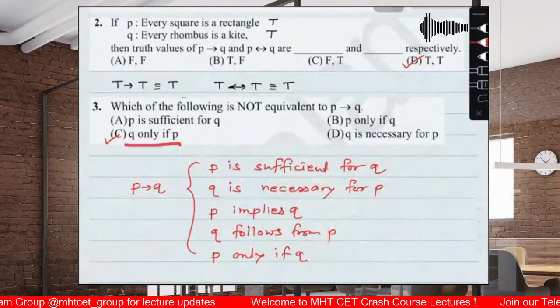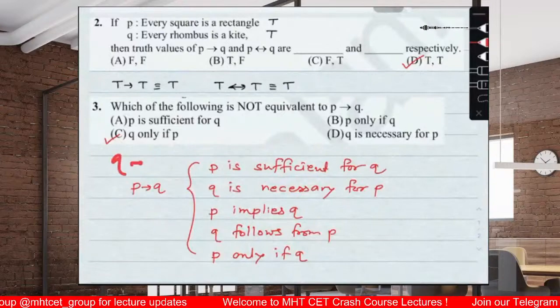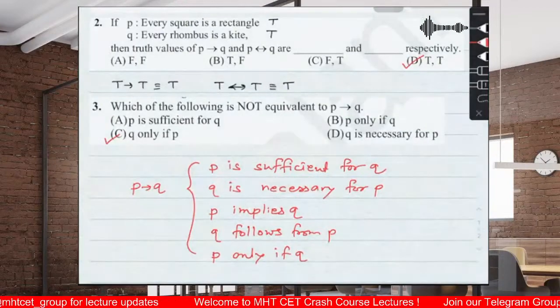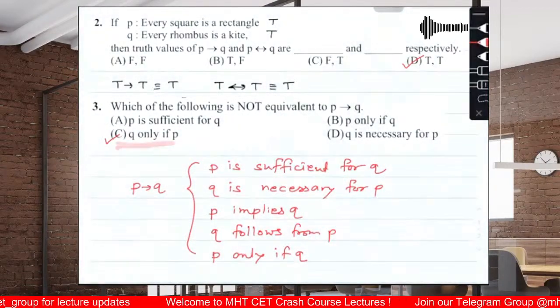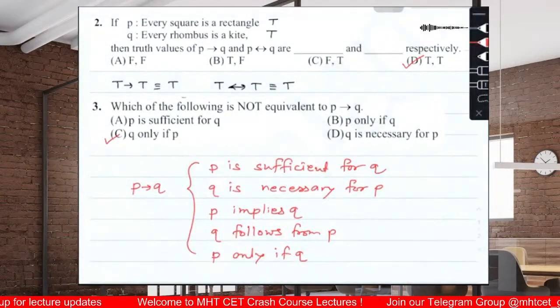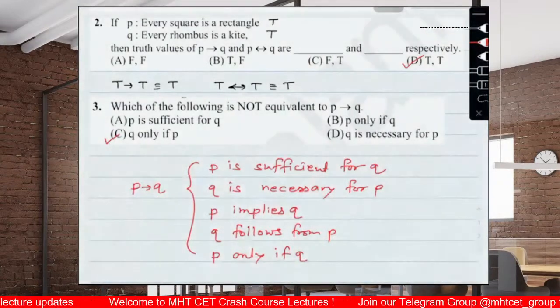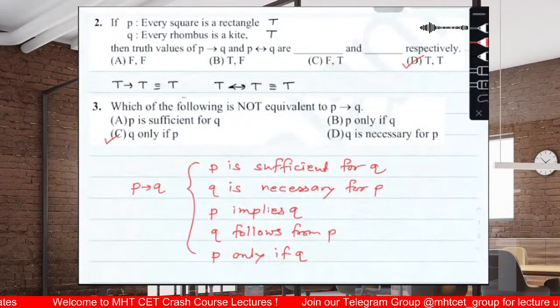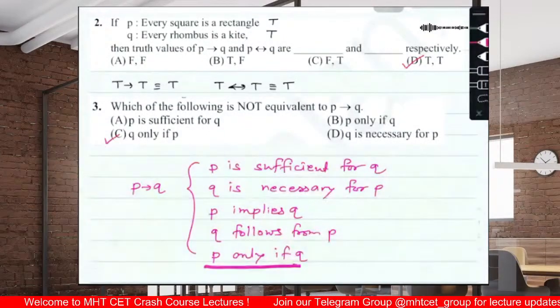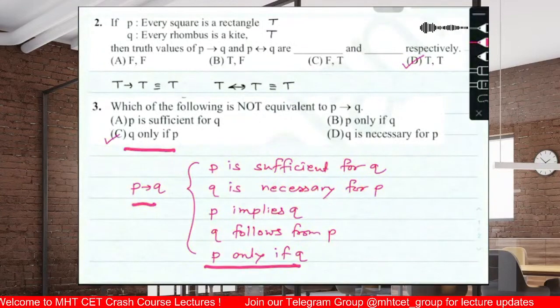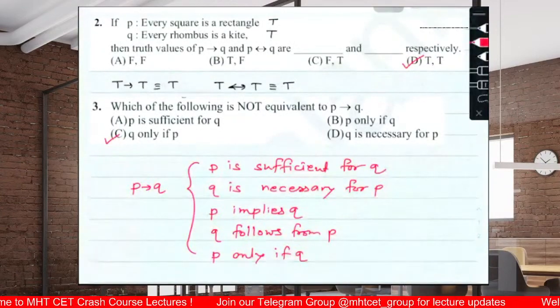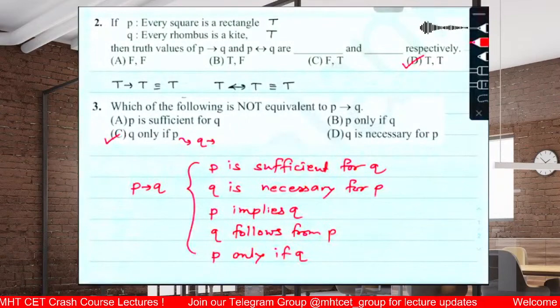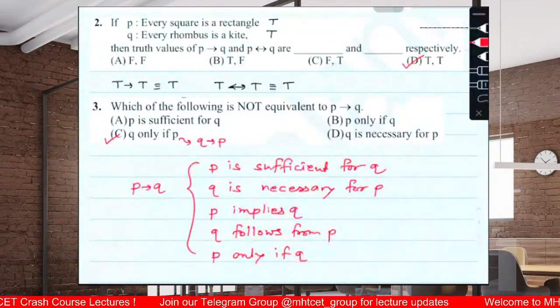So Q only if P is actually Q implies P. ठीक है, so this is different. नहीं पता तो ये लिख लो, रेड में जो लिखा है. कंफ्यूज नहीं होना है ना, वही तो मैं बोल रहा हूँ. P only if Q मतलब P implies Q, and Q only if P मतलब Q implies P. So this is Q implies P. That is why it is different.